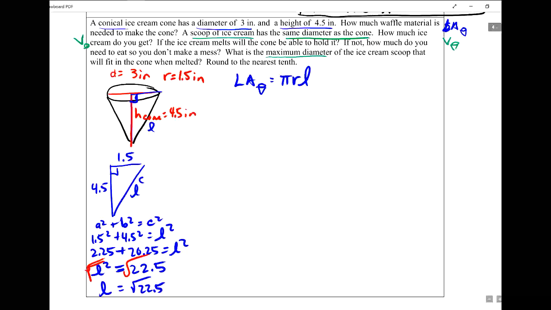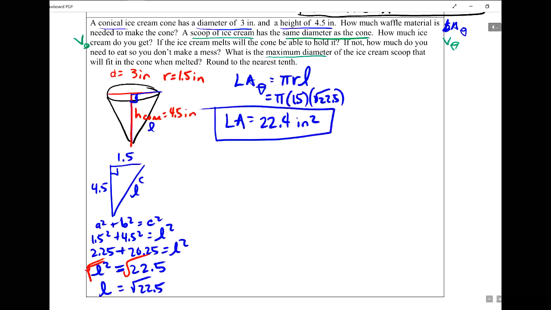Okie dokes. Let me just substitute in. So this is pi, radius is 1.5, slant height is the square root of 22.5, so lateral area, let's put that into our calculator. We might as well go out and decimal: 22.4 inches squared because this is an answer. That's how much waffle material we need.